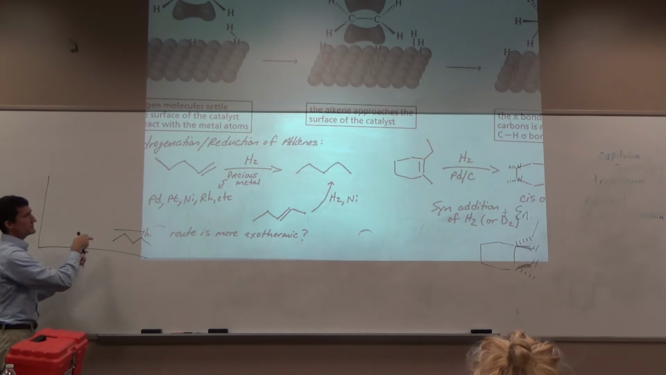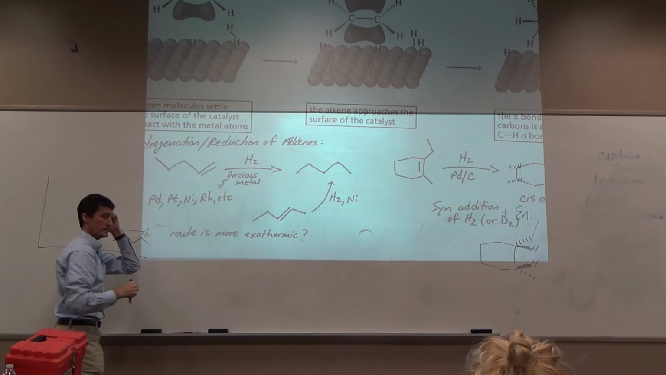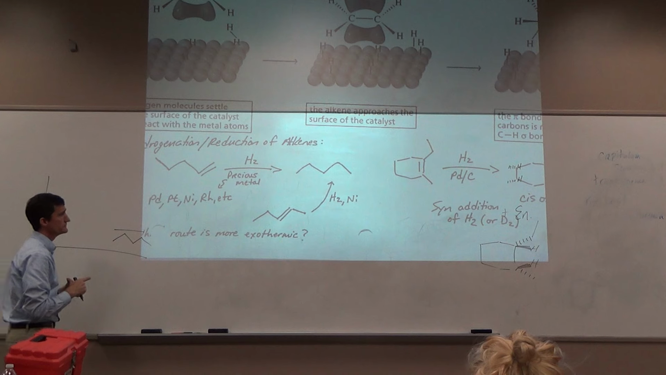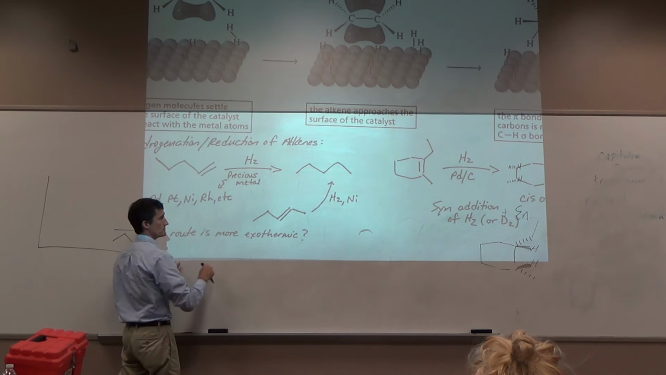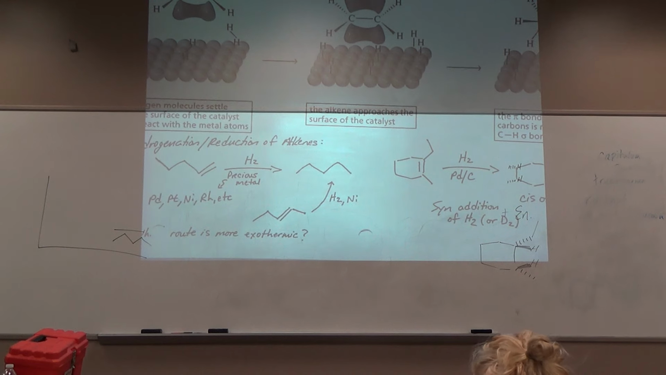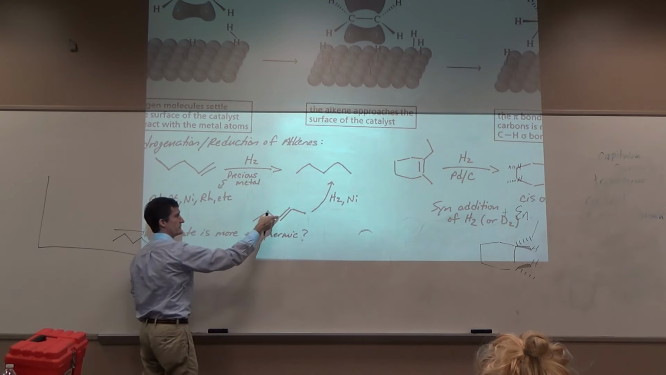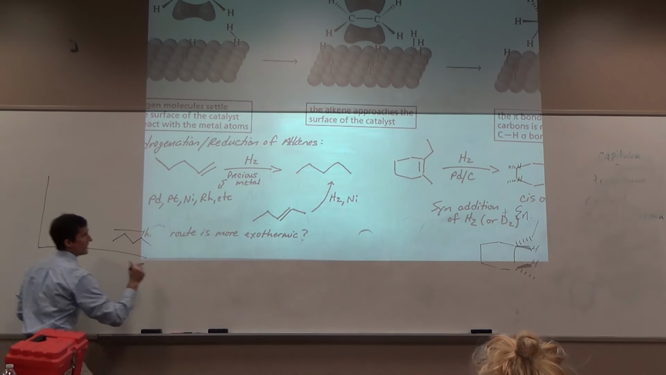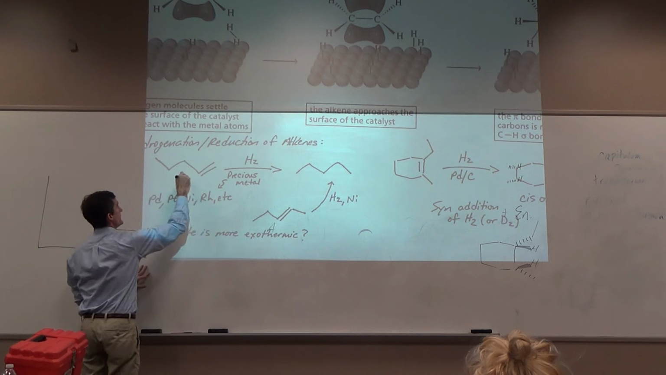Different starting materials. Is there a difference between these in terms of their energy? They're isomers. Which one is lower in energy? That one's lower in energy. Why? It's more substituted. We talked about that. This is a disubstituted alkene. That's a monosubstituted.